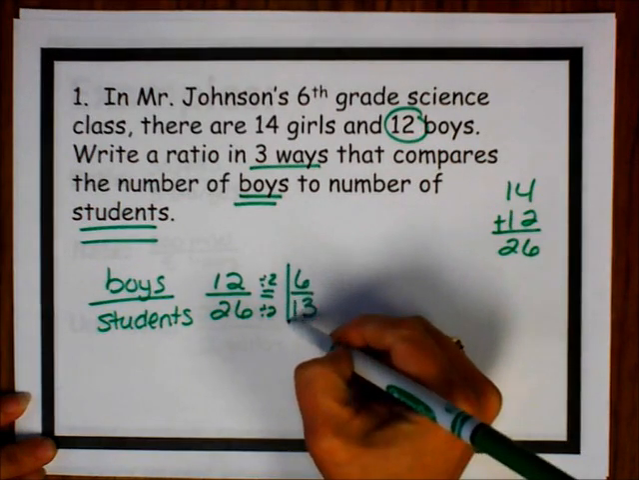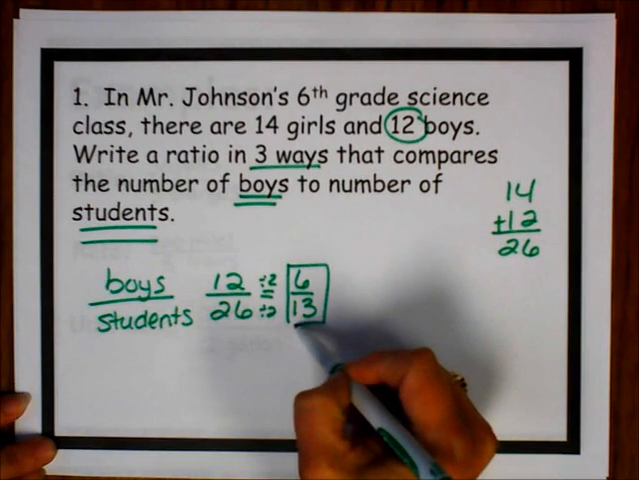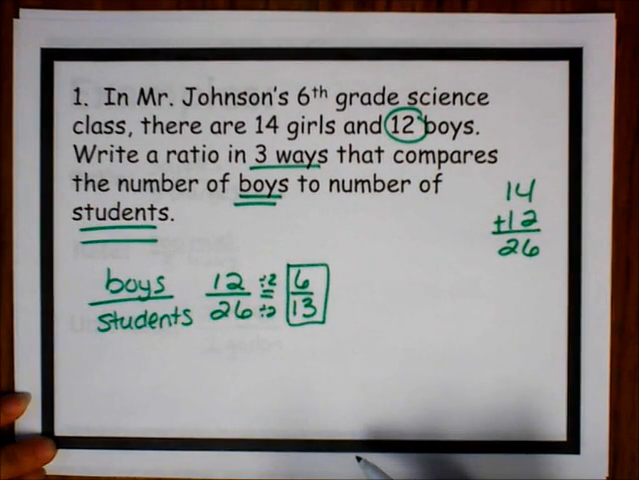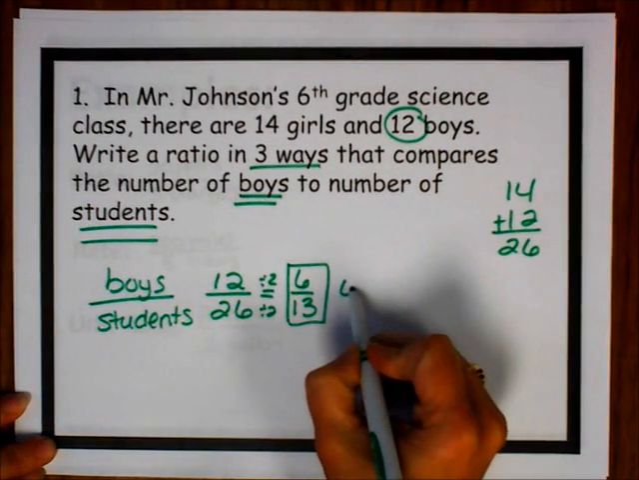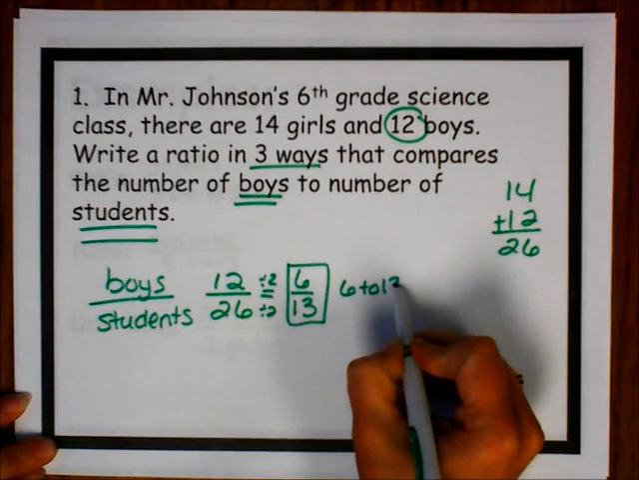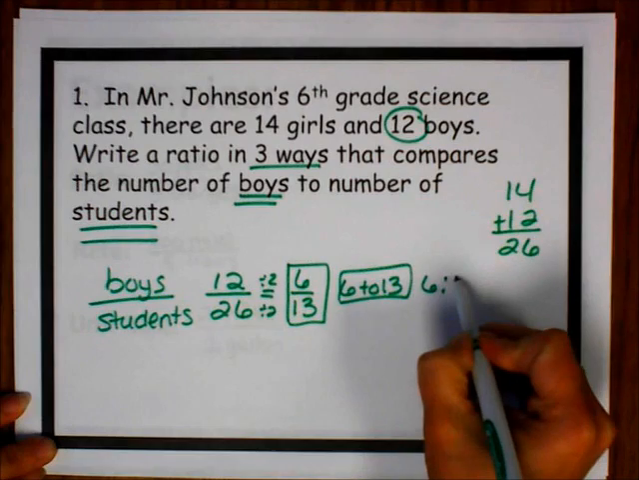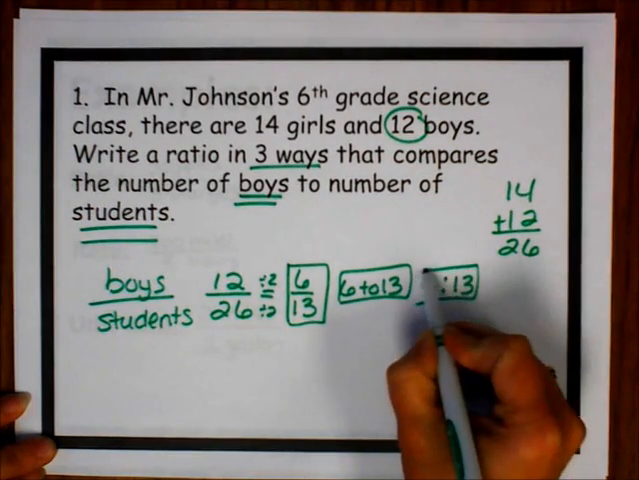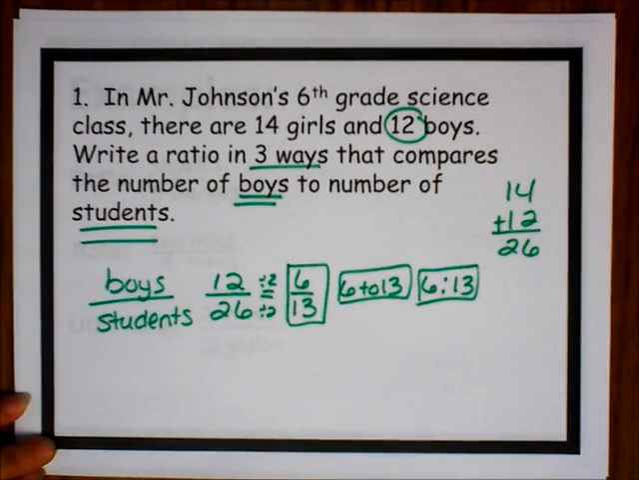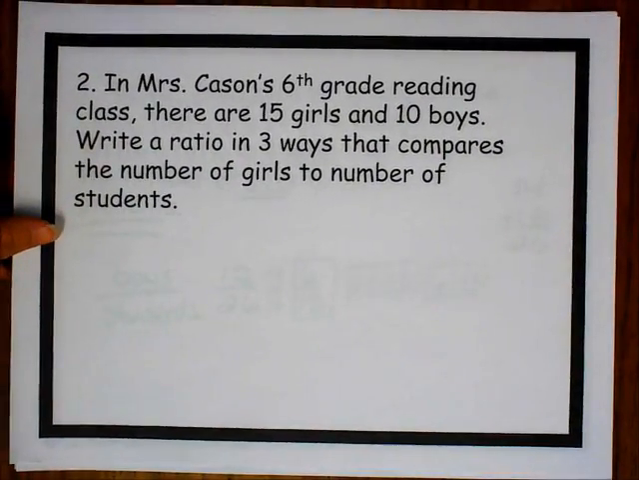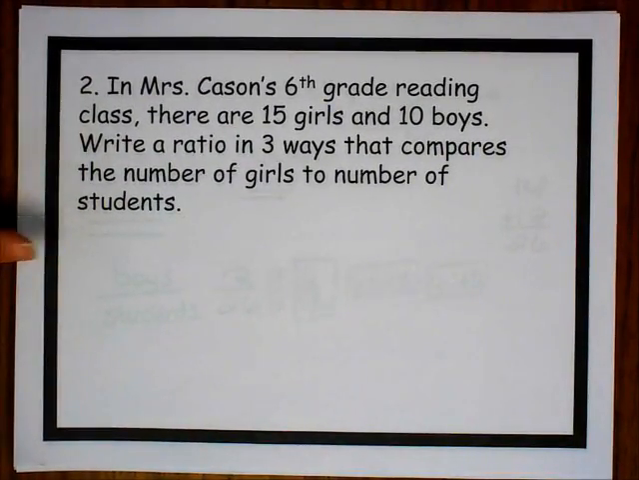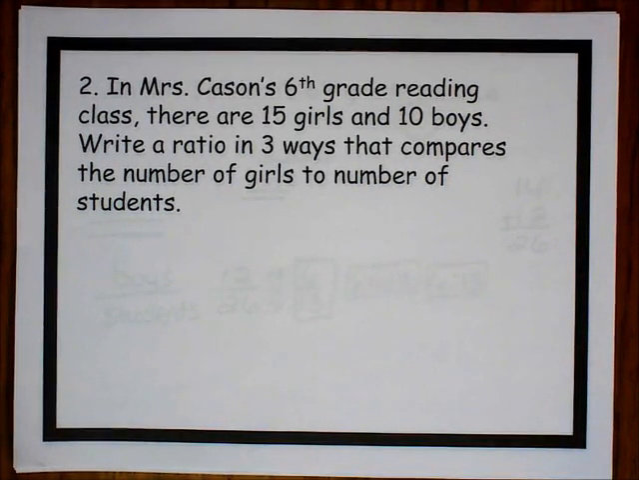So here's one correct way to write the ratio of boys to students. Remember, I can also write it with the word "to" in between, and I can also write it with a colon between. I want you to try number 2 on your own. So hit pause, work number 2, and when you're ready to check, hit play again.